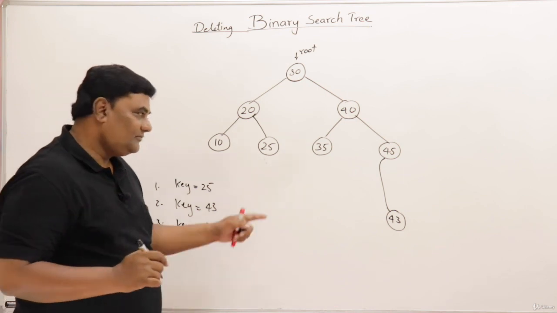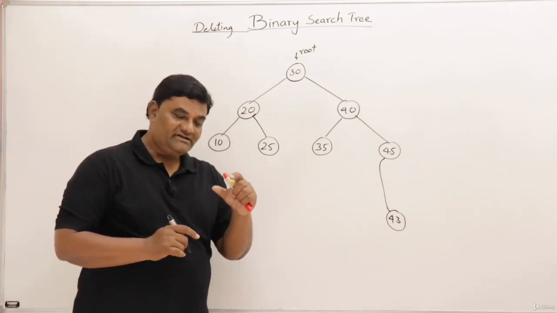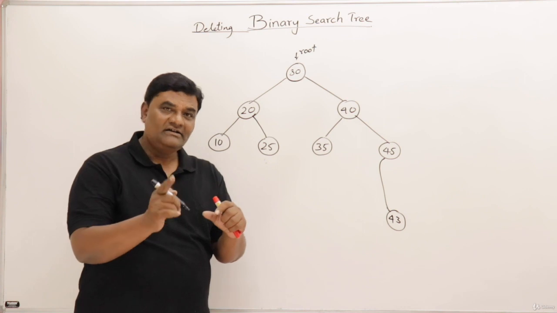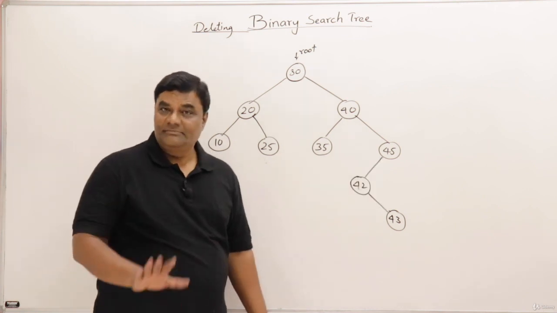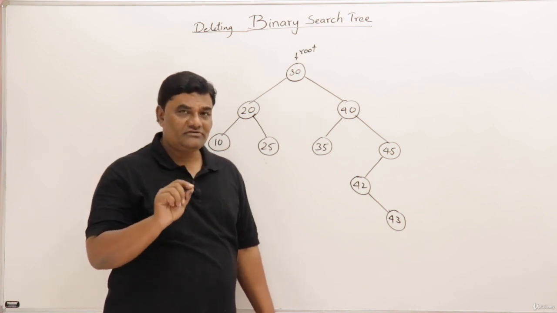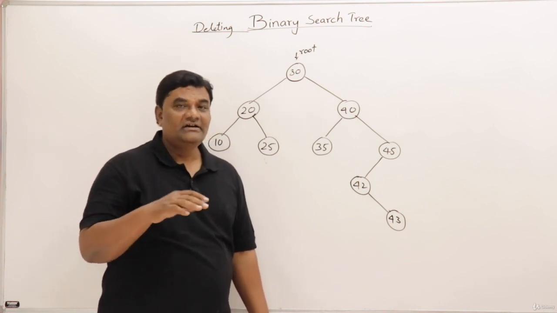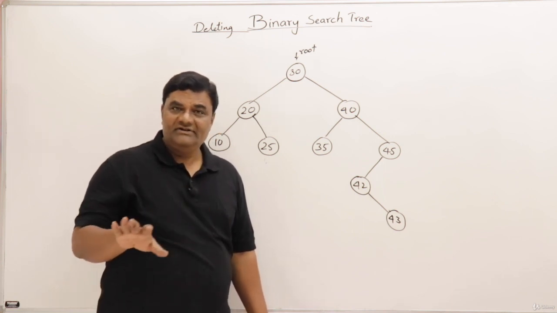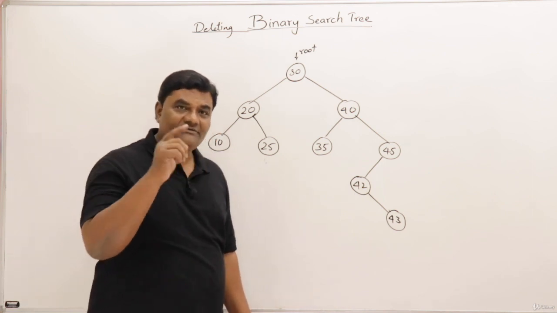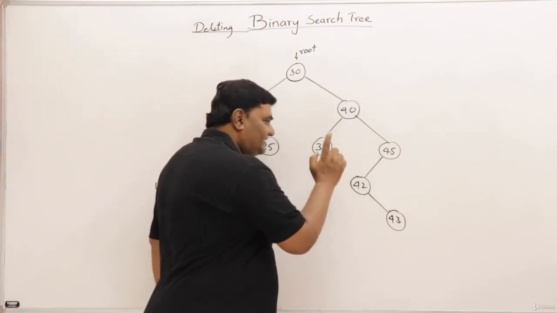So we saw one more thing: if the node being deleted has one child, then that child will take its place. Again, back to the same tree. The procedure we have learned so far is, if you want to delete, search for the key. If found, then delete the key. If it has no children, no problem. If it has one child, then let that child take its place.